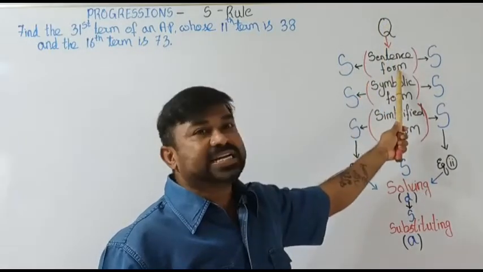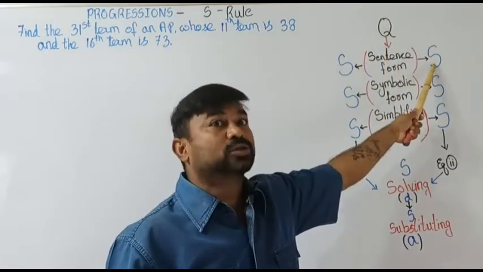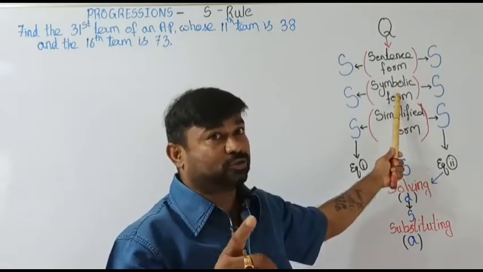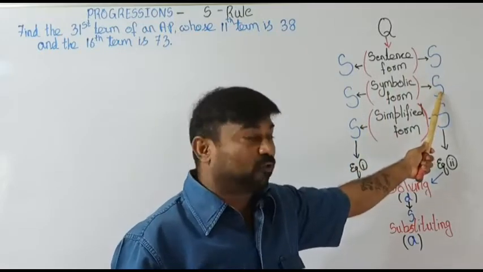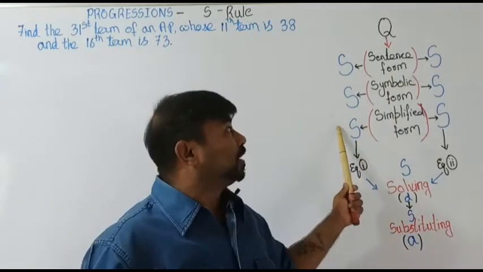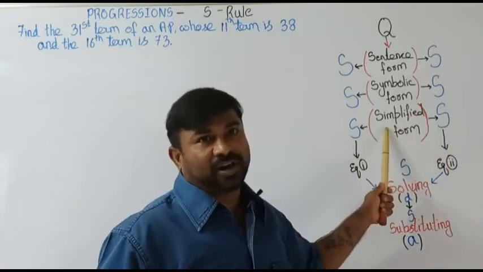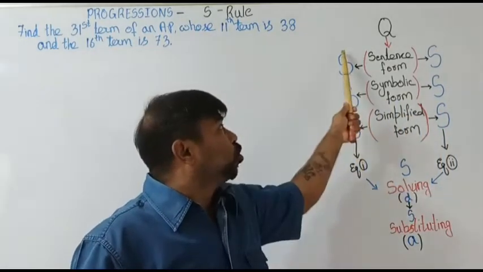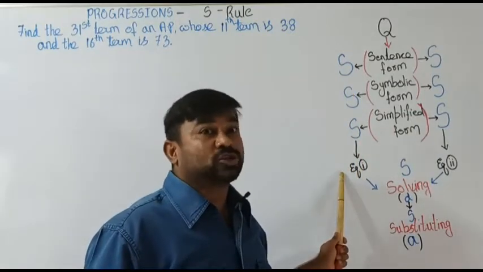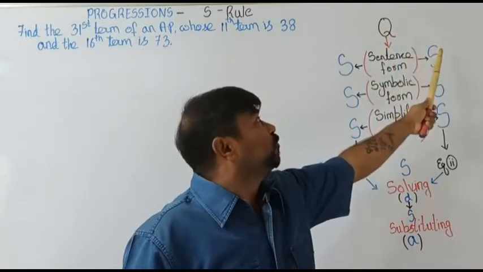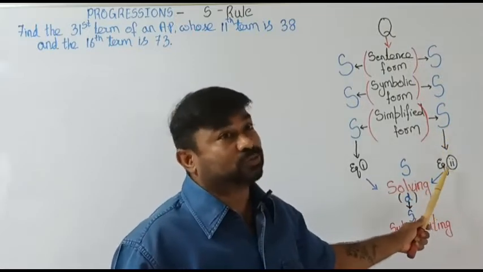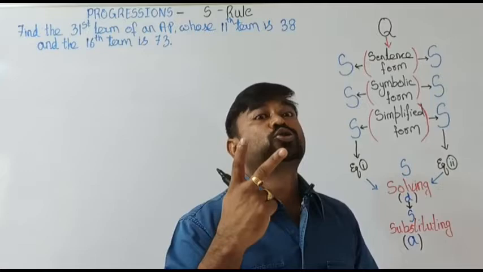From the question, sentence form, 2 times you are reaching the question. Next one, symbolic form. I will let you know what that is. 2 times we have to go for symbolic form. Next, simplified form. I will let you know what that is. 2 times you are going for simplified form. From there onwards, if you go with the sentence form, symbolic form and simplified form, you get equation 1. Again, from the question, with the sentence form, symbolic form and simplified form, you get equation 2. We are getting 2 equations.